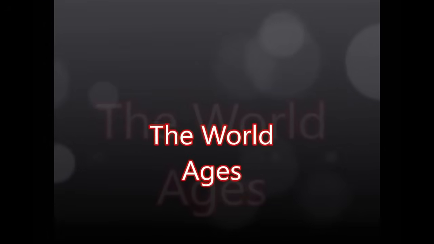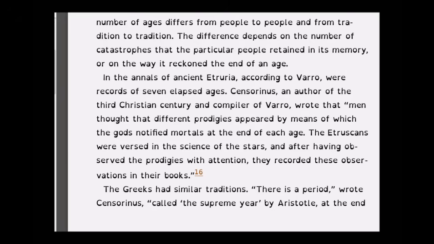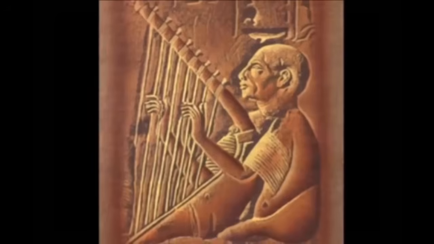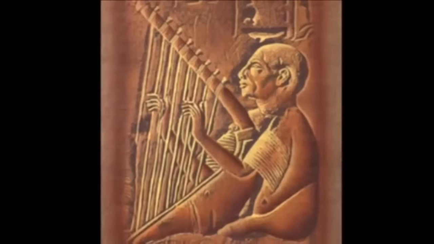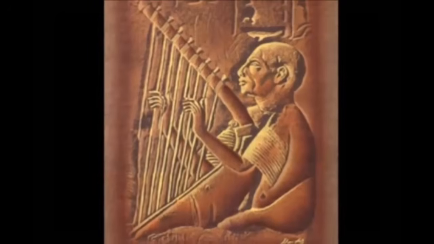The world ages. A conception of ages that were brought to their end by violent changes in nature is common all over the world. The number of ages differs from people to people and tradition to tradition. The difference depends on the number of catastrophes that the particular people retained in its memory, or on the way it reckoned the end of an age.